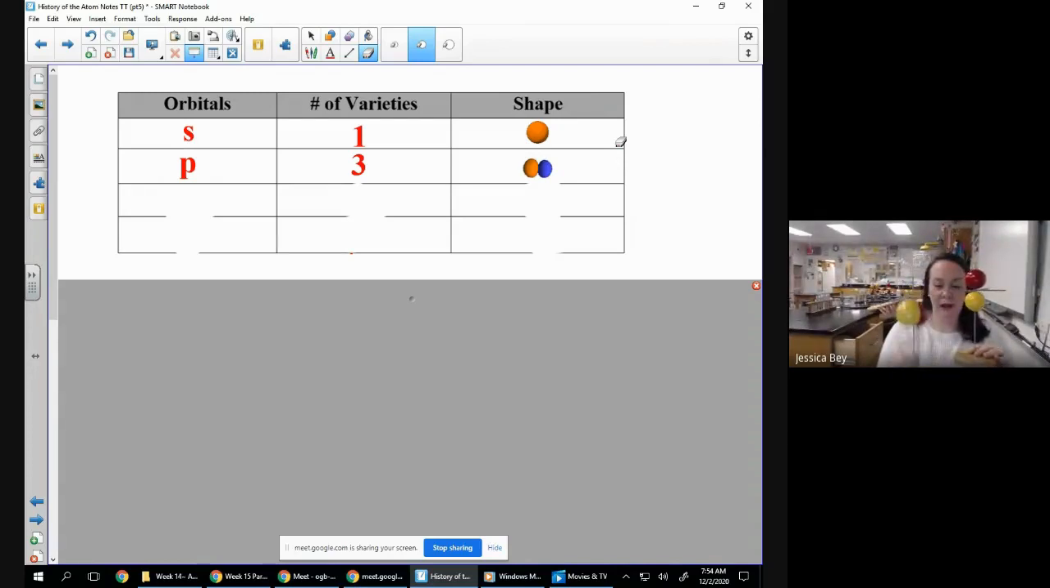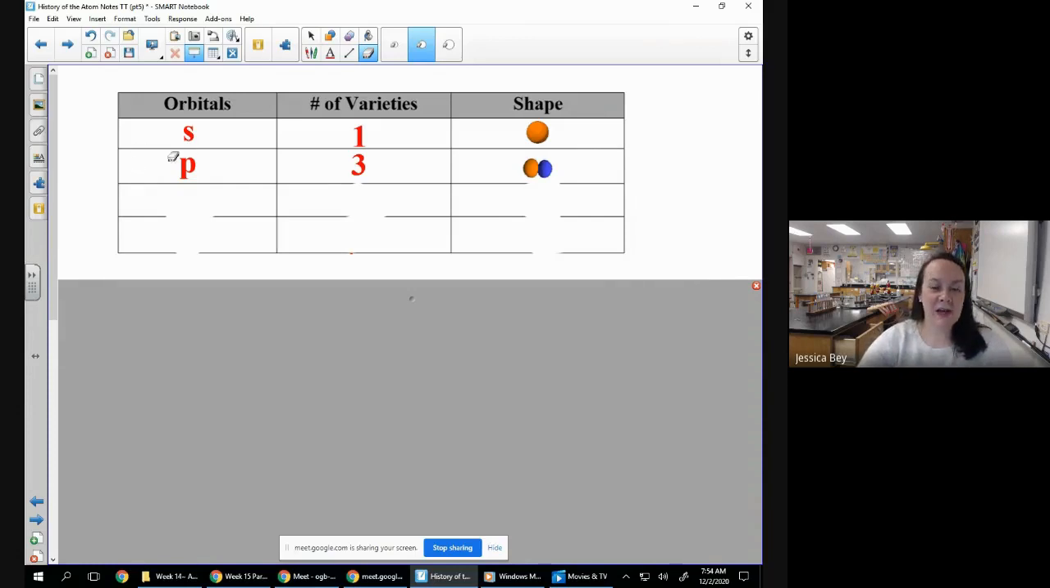Okay. And again, all this is saying is that at this cross section is the nucleus, and these are the regions of space around the nucleus where there is the highest probability of finding an electron. Perfect. Highest probability of finding an electron.